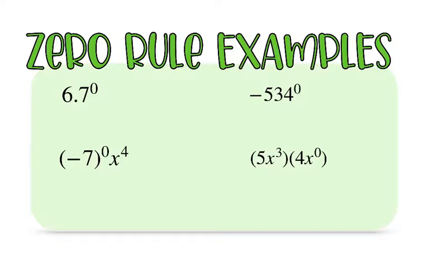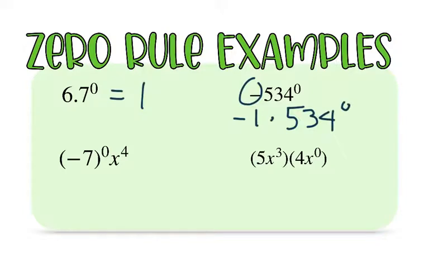6.7 to the 0 power, surprise, surprise, equals 1. The only time we have to be careful is when we start having negative numbers, like example number 2: negative 534 to the 0 power. Since the negative is not included in the parentheses, you can think of it as really like a coefficient. This is negative 1 times 534 to the 0 power.